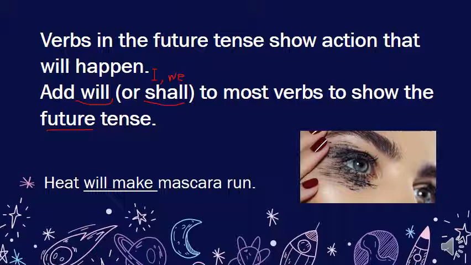Heat will make mascara run. So this is a smudged mascara picture. So where is the verb? The verb is a verb phrase, will make, and it has will as a helping verb or an auxiliary verb, and then the main verb, which is make.